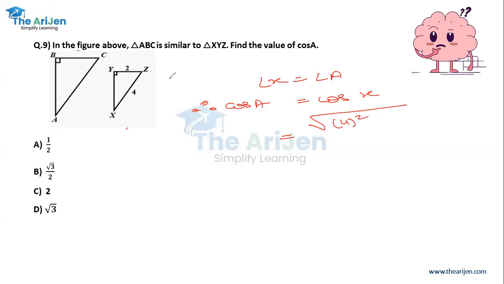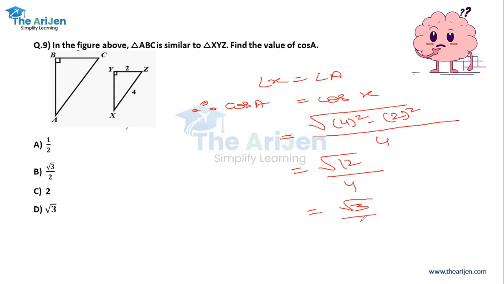It is the hypotenuse and it is the base. So you will use the Pythagoras theorem, putting these values, and you find the third side of it. If it is cos X, now you are taking the ratio of P by B and putting the values in. You are taking root 12 here and 4, and on simplifying it will give you root 3 by 2. So option B is correct.